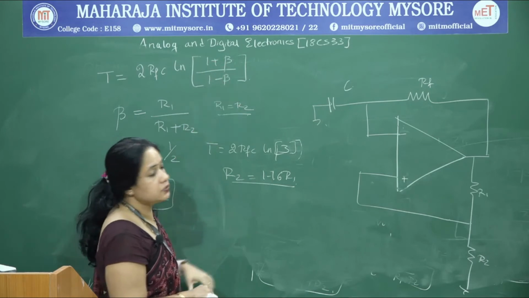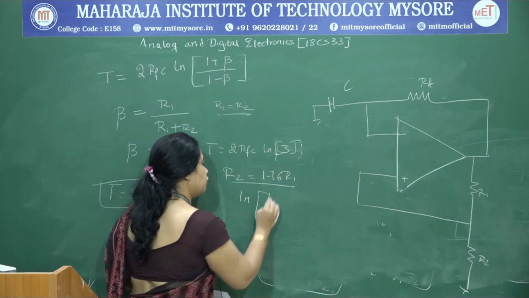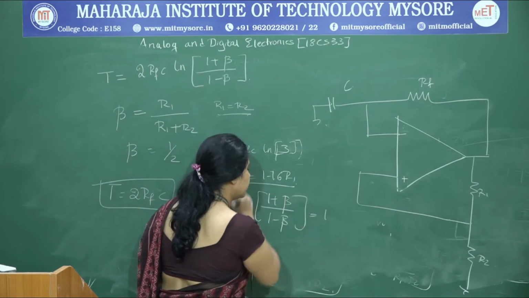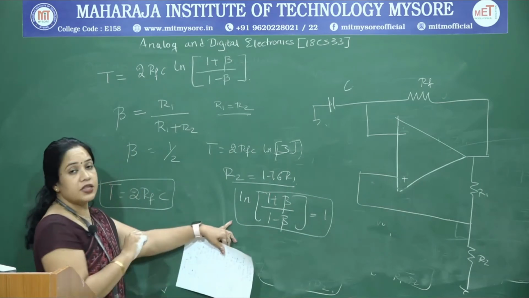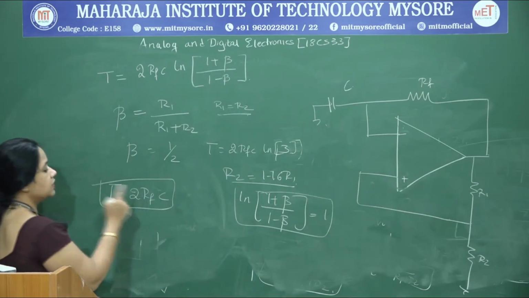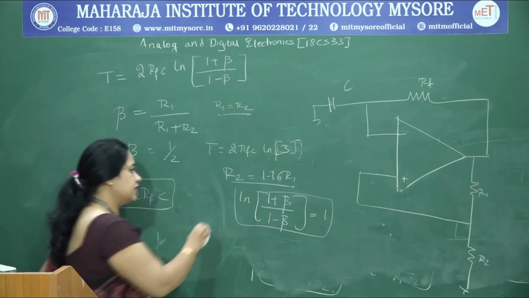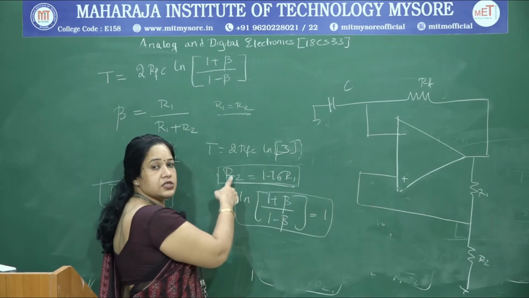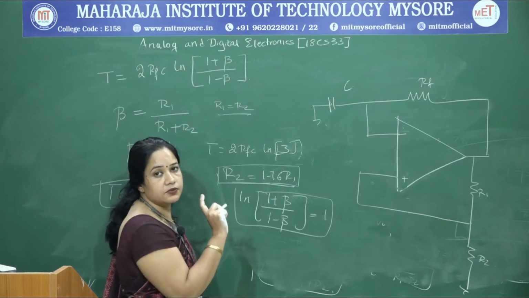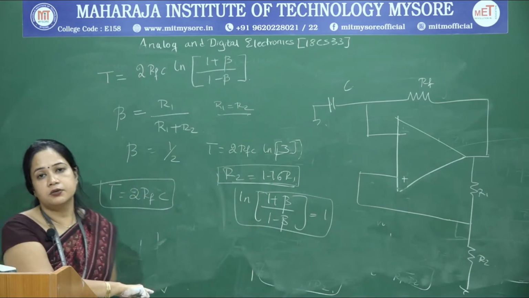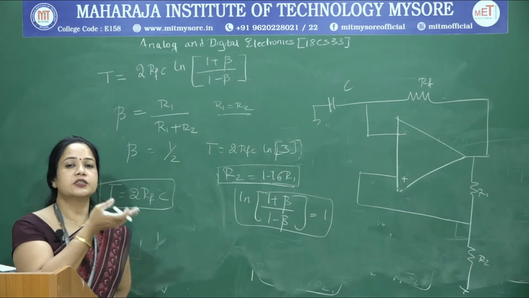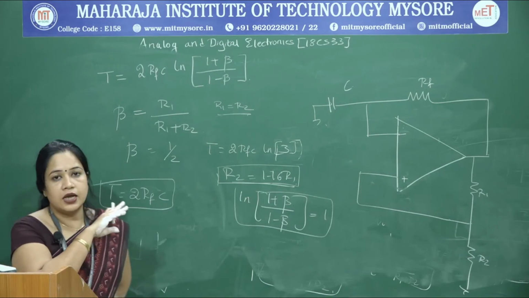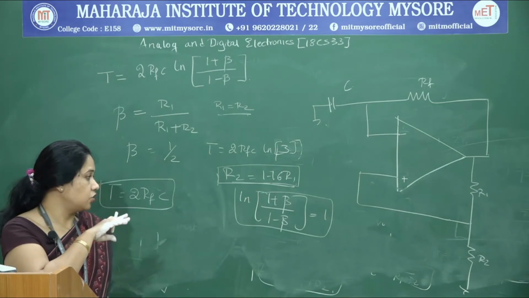When you choose R2 equal to 1.16 R1, the logarithm of 1 plus beta by 1 minus beta turns out to become 1. So, when this logarithmic value becomes 1, T is equal to RfC. That is the reason why you usually fix R2 equal to 1.16 R1. This is a very important part because you have a lab experiment counterpart of this. Usually, we conduct a lab experiment on the design of a relaxation oscillator.